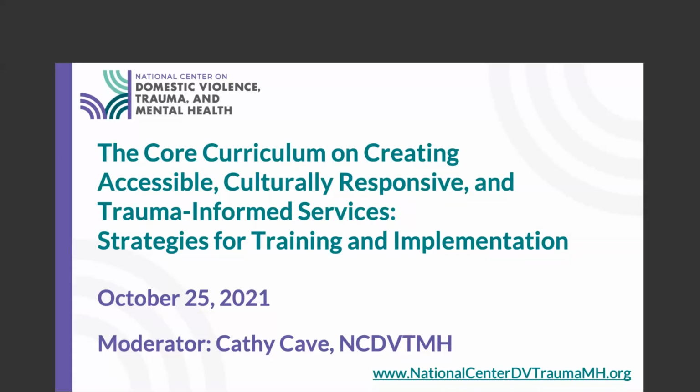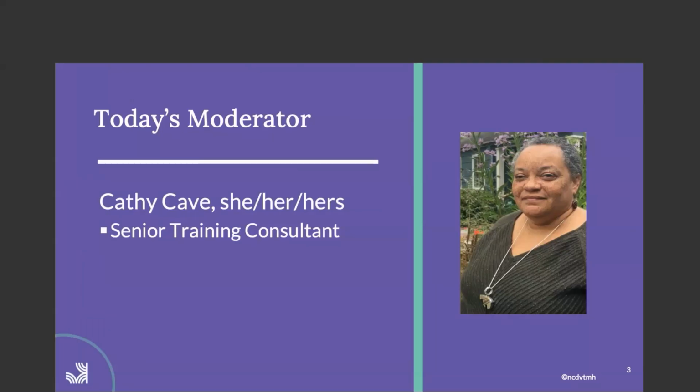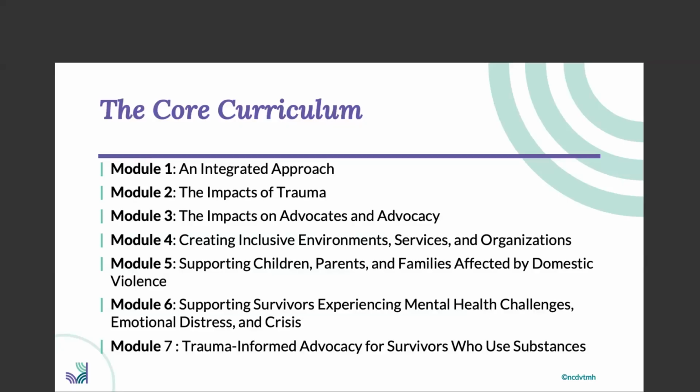We are going to have a conversation today about the core curriculum on creating accessible, culturally responsive, and trauma-informed services. Our panelists today are all from programs and coalitions that have worked with our materials, that have used the core curriculum, and some of the additional toolkits and other resources we have available. I wanted to take a moment and share a little bit with you about what the core curriculum has in it, and then we'll hear from our panelists about their experiences and the way that they've used this in their programs and in their states. As it stands right now, the core curriculum is 7 modules.